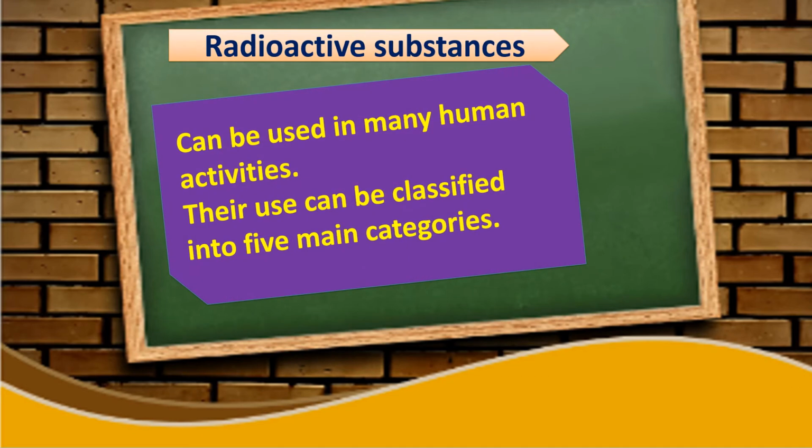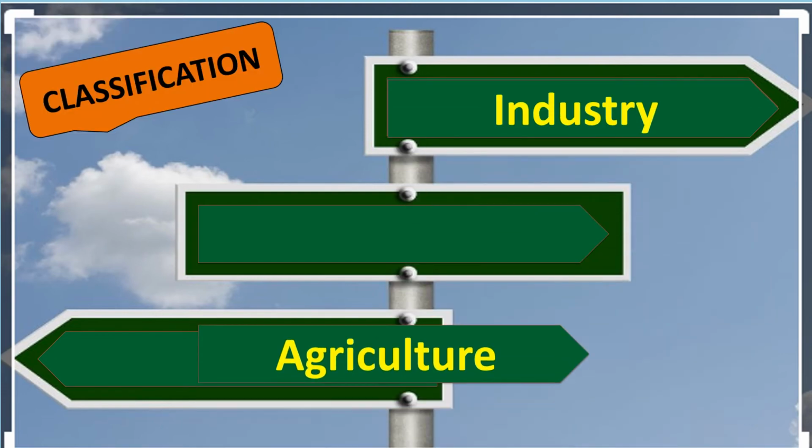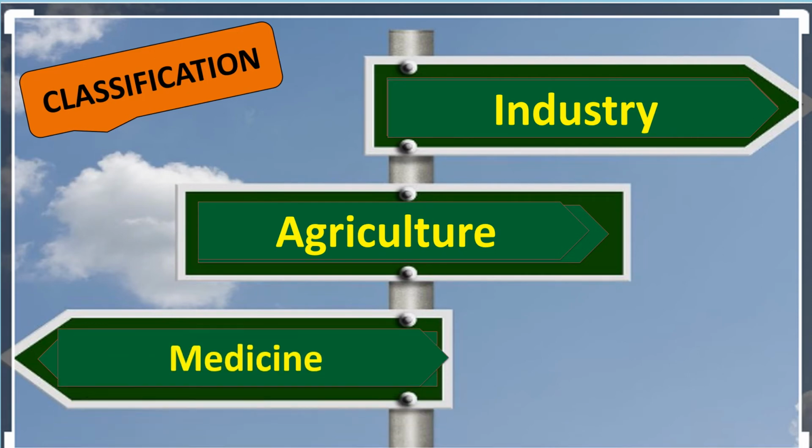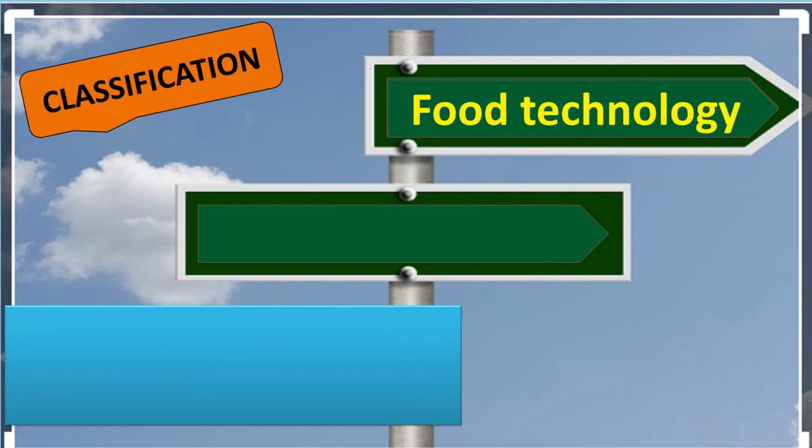So the radioactive substances can be used in many human activities. Their use can be classified into 5 main categories. These are the following: industry, agriculture, medicine, food technology, and the last one is archaeology. So these are the 5 classifications or 5 uses of the radioactive substances.